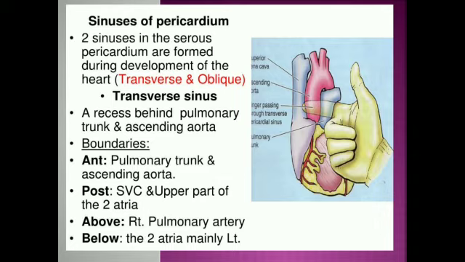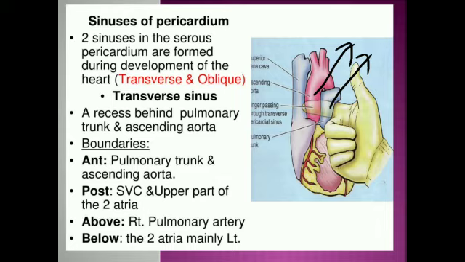What do you mean by transverse sinus? You can see here a recess behind the pulmonary trunk and ascending aorta. You can see the finger passing through behind the pulmonary trunk and ascending aorta. This is the pulmonary trunk and this is the ascending aorta. A recess behind the pulmonary trunk and ascending aorta is called the transverse sinus. So I'll tell you the boundary of the transverse sinus.